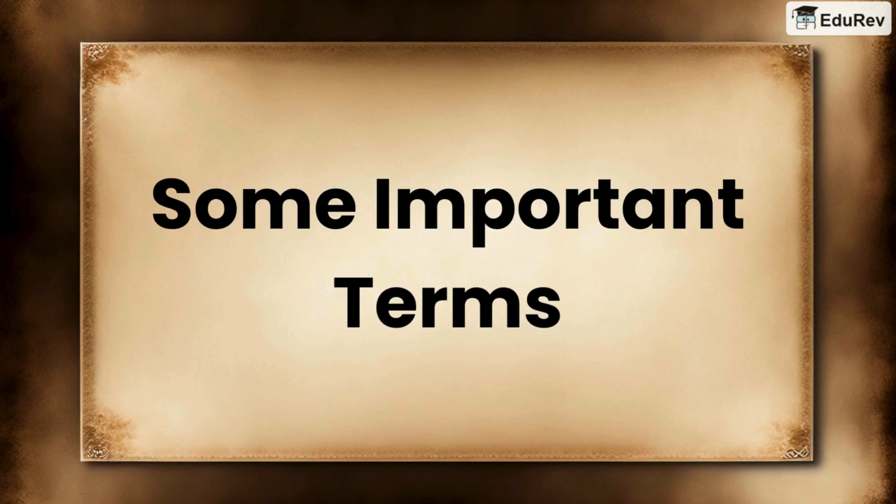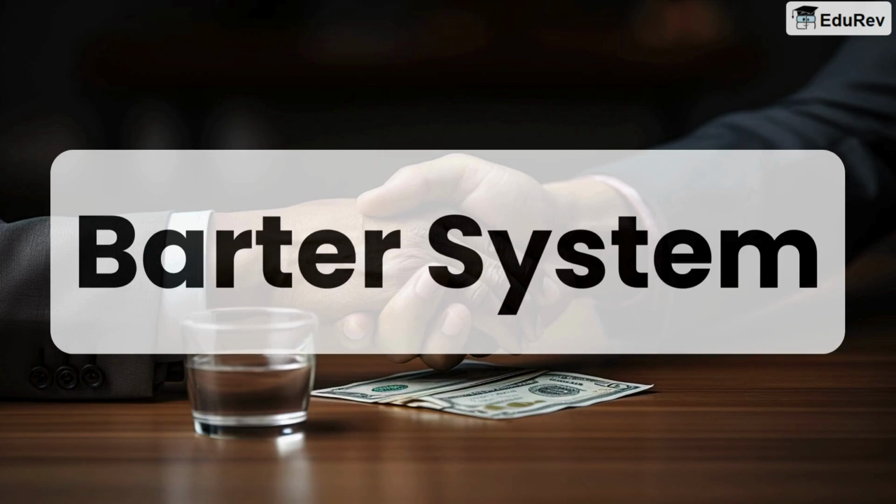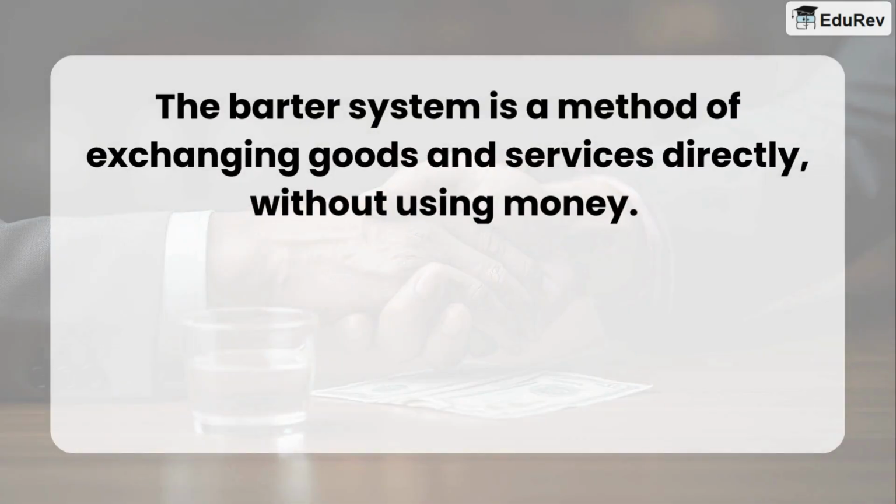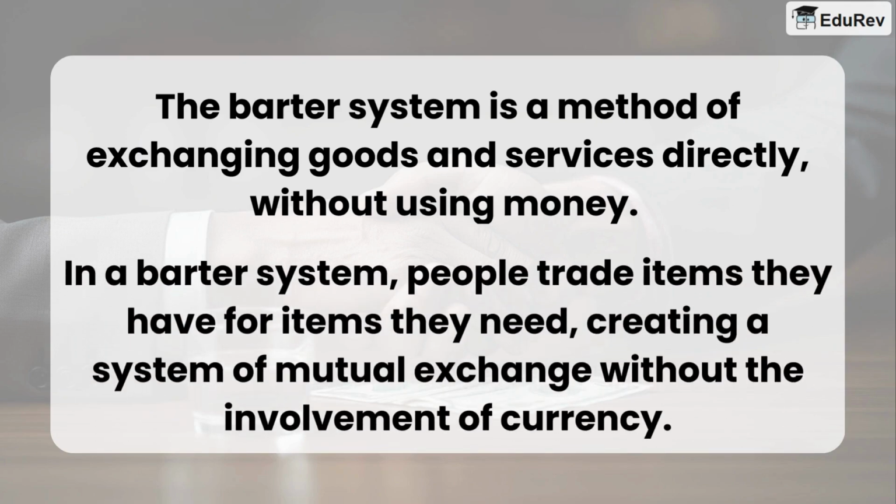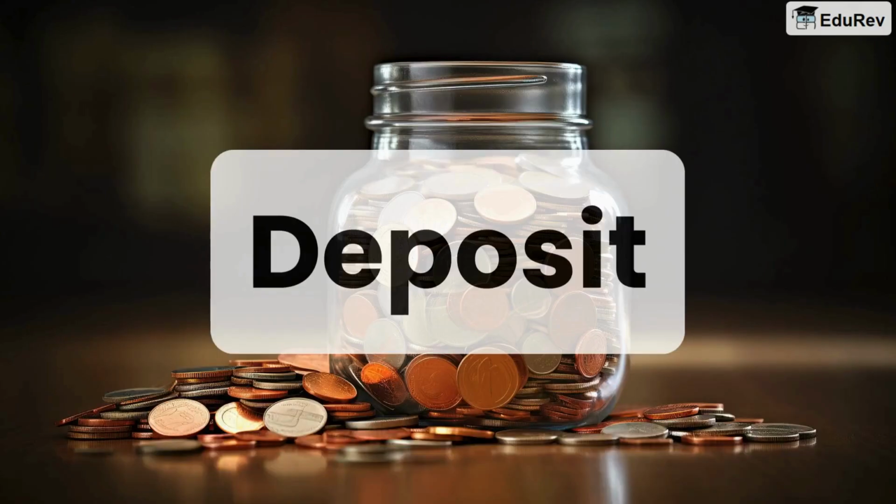Some important terms. Barter system. The barter system is a method of exchanging goods and services directly, without using money. In a barter system, people trade items they have for items they need, creating a system of mutual exchange without the involvement of currency.